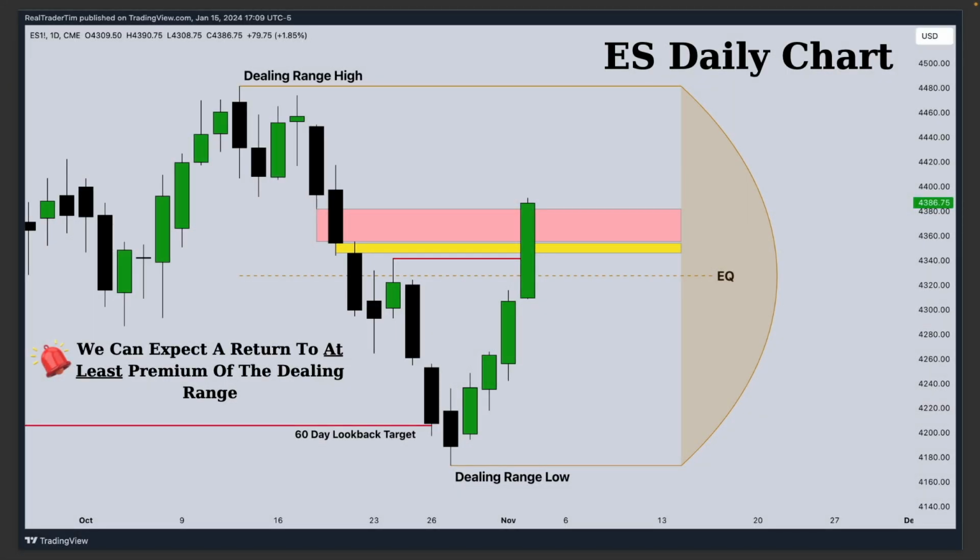So how do we use that information to help us understand in the short term where we can expect price to deliver to? So if we get everything we just discussed occurring right down here, we can expect at the very minimum a move back to premium of this dealing range. So from this daily high to this daily low, that's your dealing range. So what could we target on these days, right? This is a daily chart. 1 day, 2 day, 3 day, right? The 4th day we expand higher aggressively.